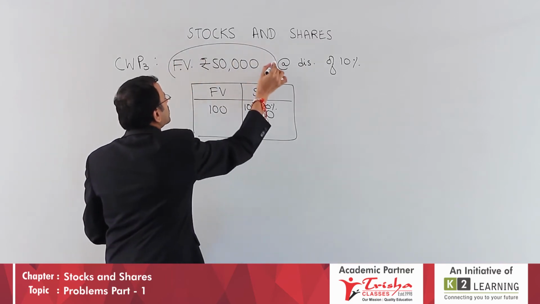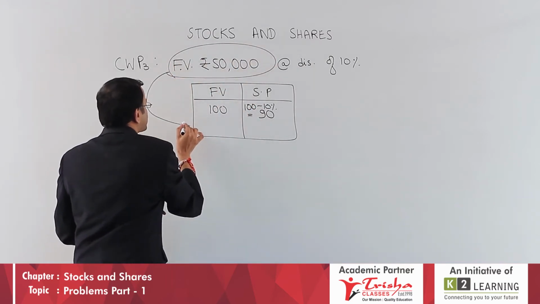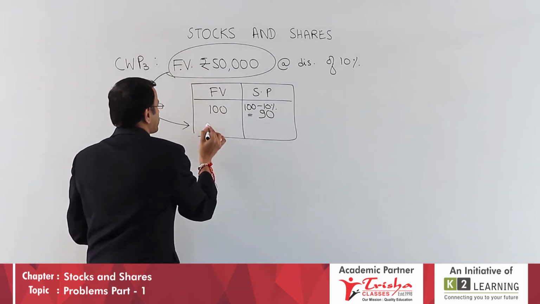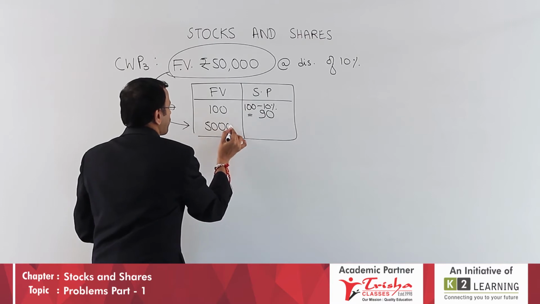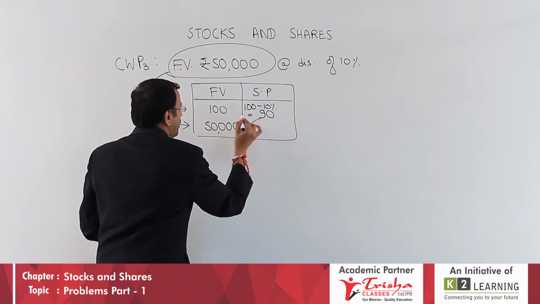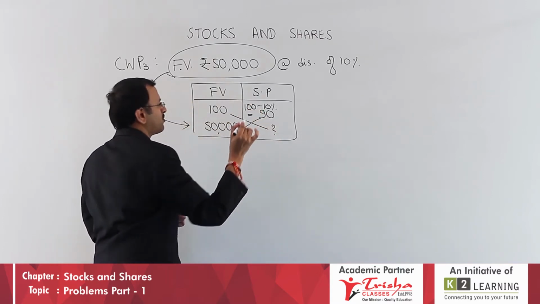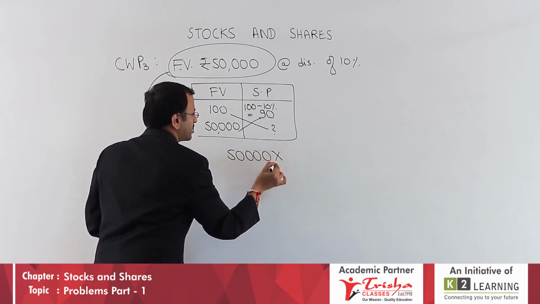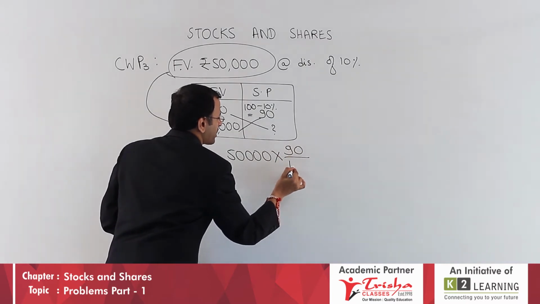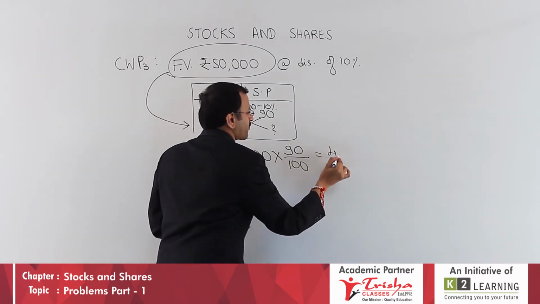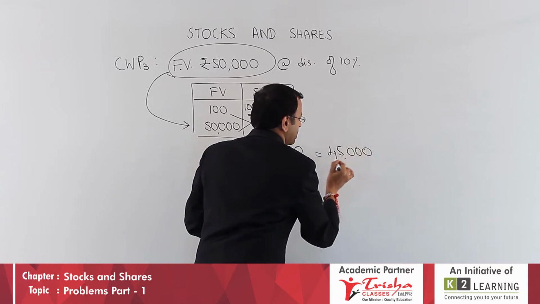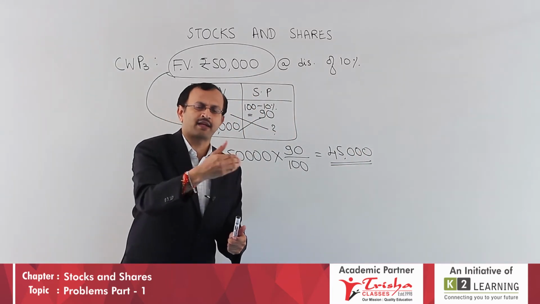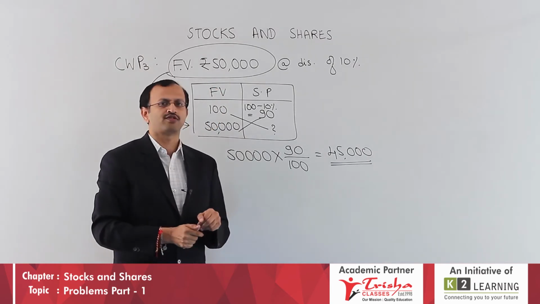Madhuri holds a total face value. What is the face value of the Madhuri stock here? It is 50,000 rupees. So with 50,000 face value, proportionately what amount did she realize? Use your calculator: 50,000 into 90 divided by 100, your answer is 45,000. It implies that by selling 50,000 rupees stock in the market at 10% discount, she realizes 45,000.